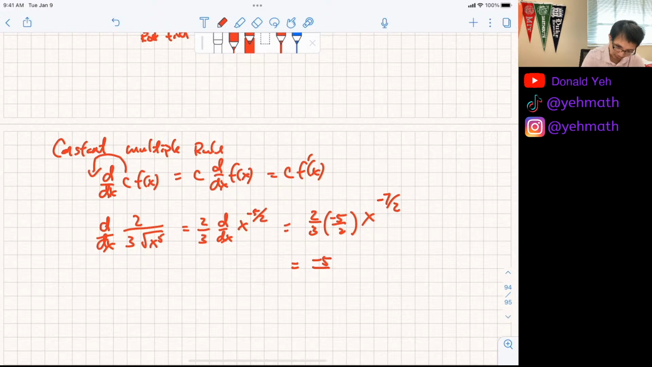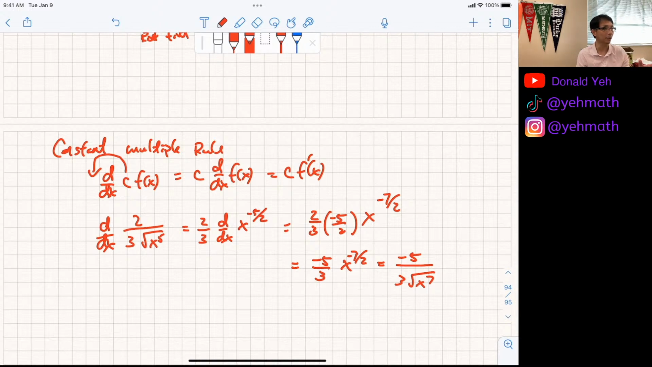So this one's going to be negative 5 over 3 x to the negative 7 over 2. I just take the constant in the front, ignore it for a little bit, and take down the power. And 2 and 2 cancel out, it's going to be negative 5 over 3 x to the negative 7 over 2.